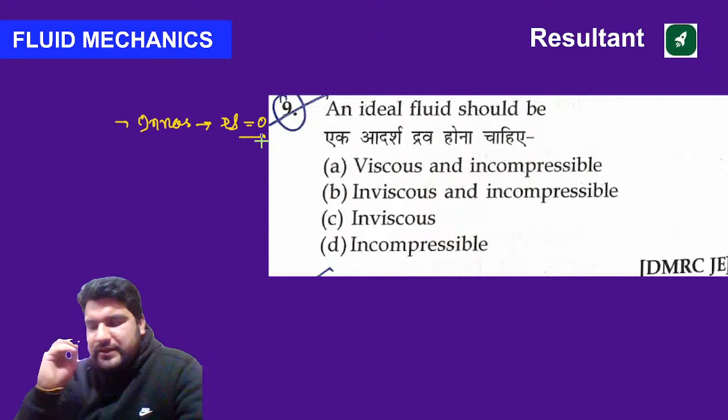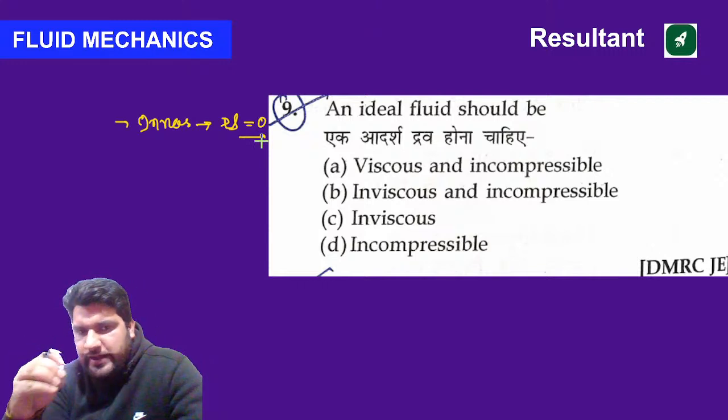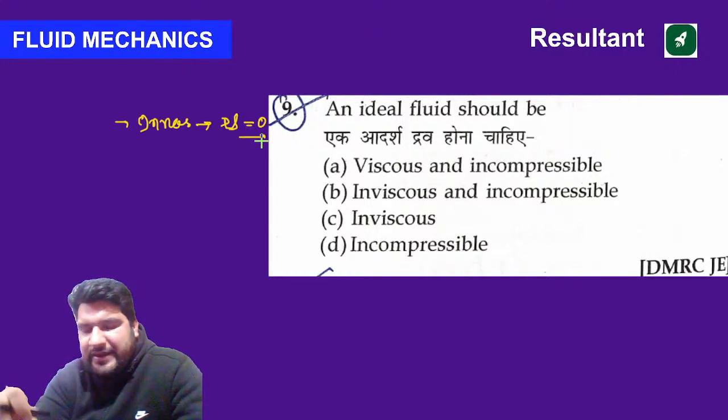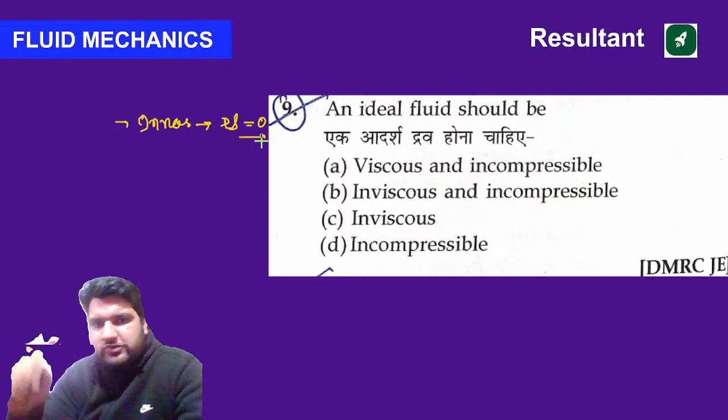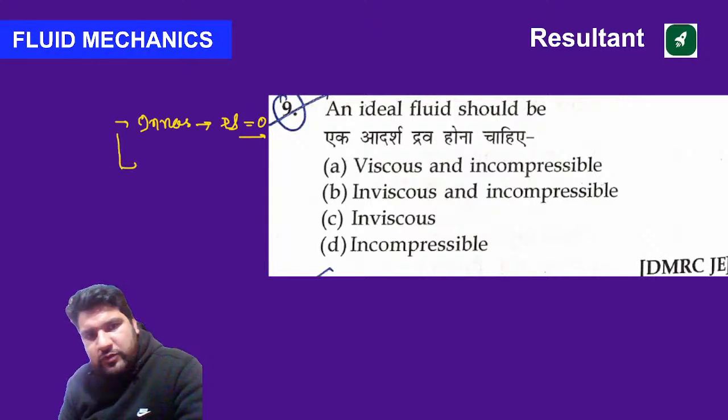Remember the difference between the Newtonian fluid and the ideal fluid. In case of the Newtonian fluid, mu is constant. And in case of the ideal fluid, mu is 0. And also, this ideal fluid is incompressible. What is incompressible?